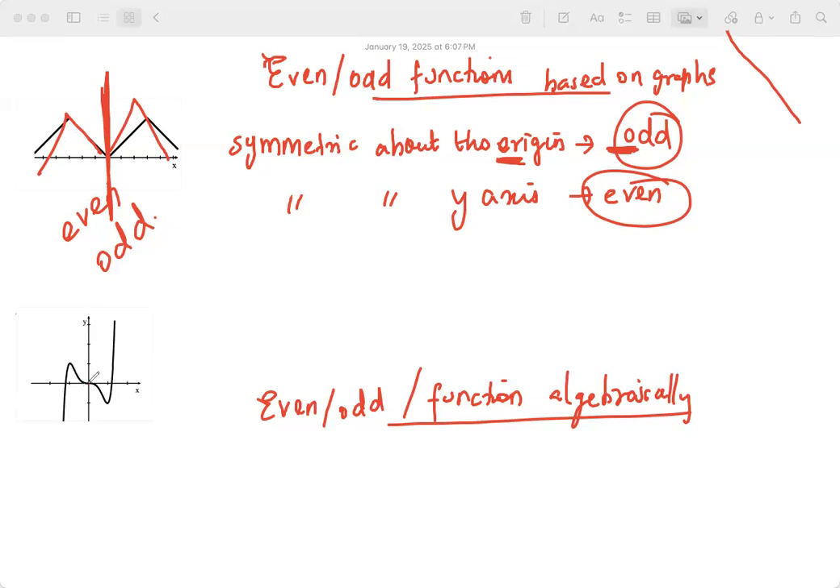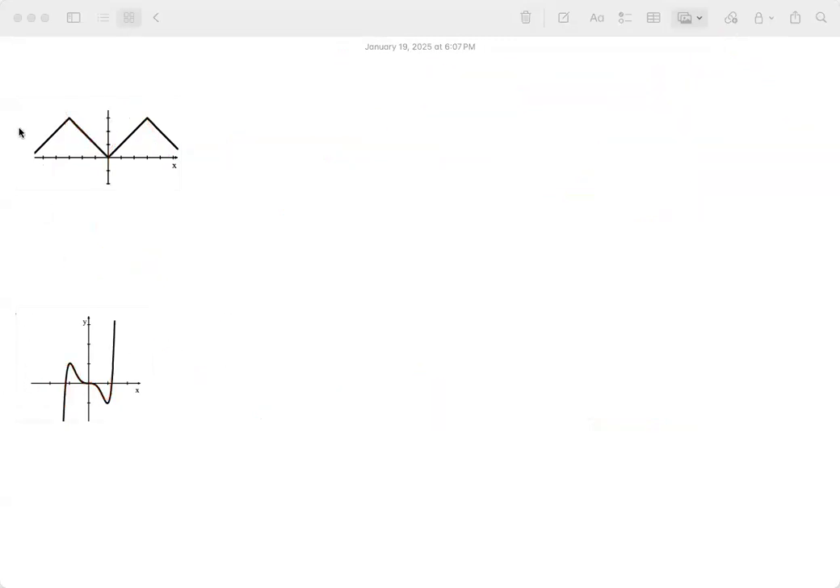Okay, so when you look at this one, from the origin, whatever I draw here, I can reproduce here. You see, it's symmetric about the origin. So this is an odd function. So let me move on. This is the graphical method of finding it.